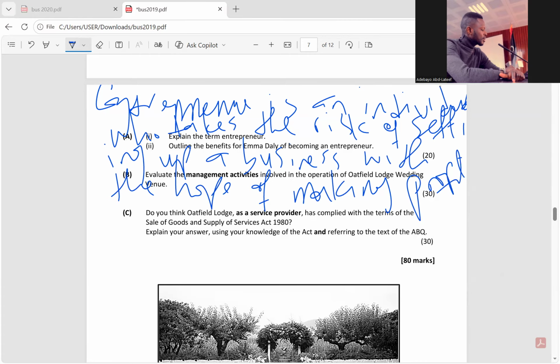Now, the second question says, outline the benefits for Emma of becoming an entrepreneur. So we're talking about the benefits of an entrepreneur. The first one is independence. Independence simply means you are your own boss. You decide your time, your money. That is what independence means. And based on the extract, I wrote it out. I said it earlier.